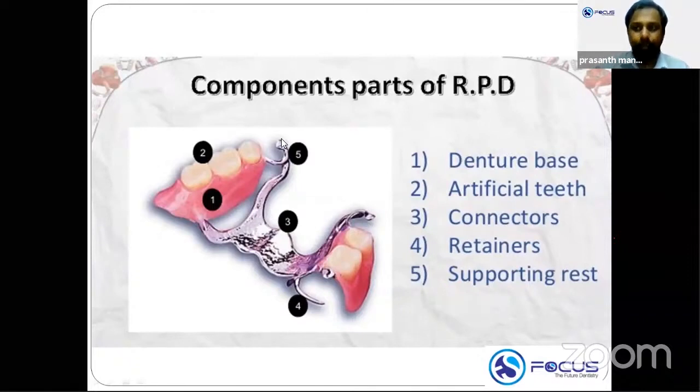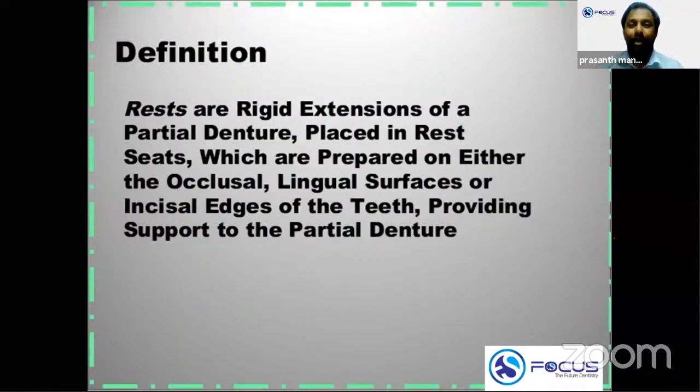Now, what is a rest? Rests are rigid extensions of the removable partial denture placed over a rest seat. So you have to prepare a rest seat on the tooth or the restoration over which the rest will be placed. The preparations are made either on the occlusal, lingual surface or the incisal edges of teeth, and they provide support to the partial denture. Now, what is support? That is the next question.